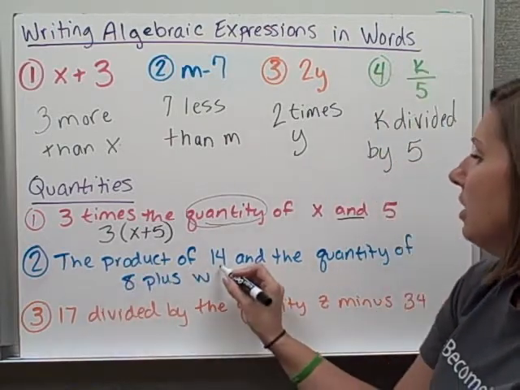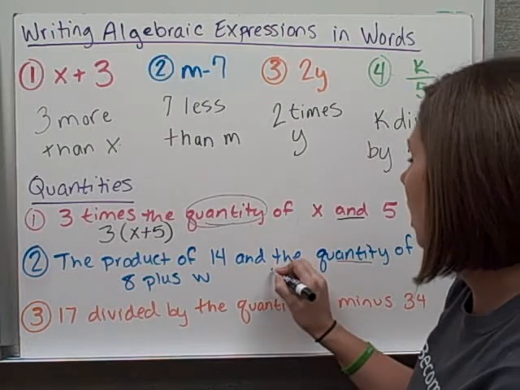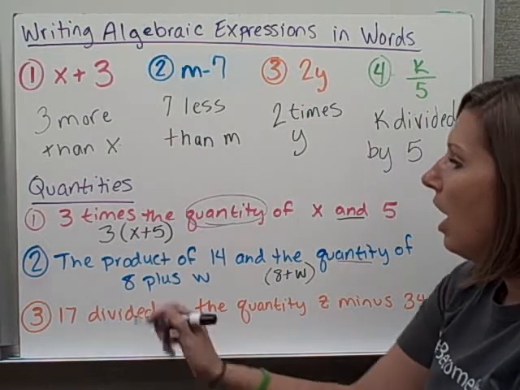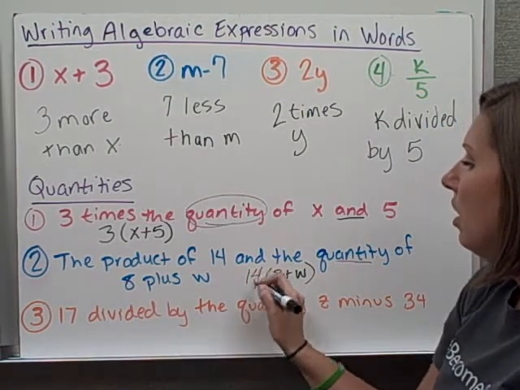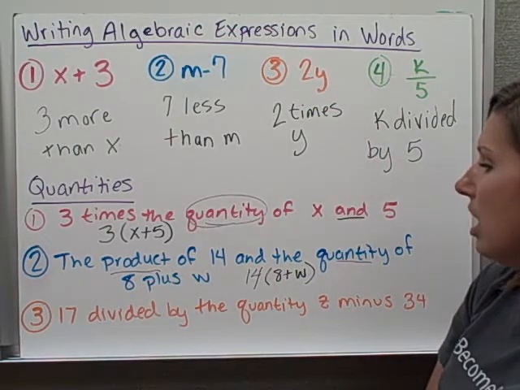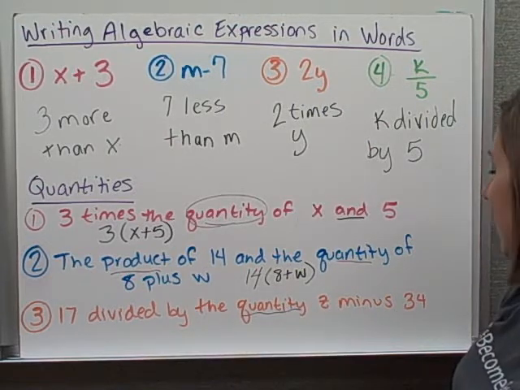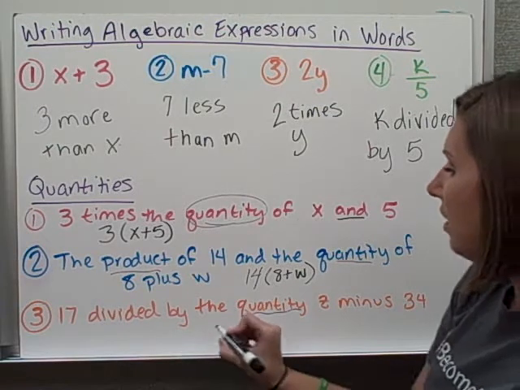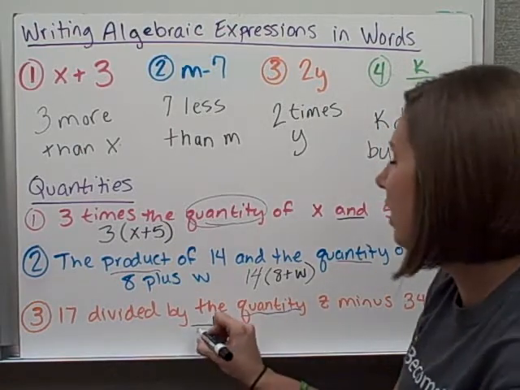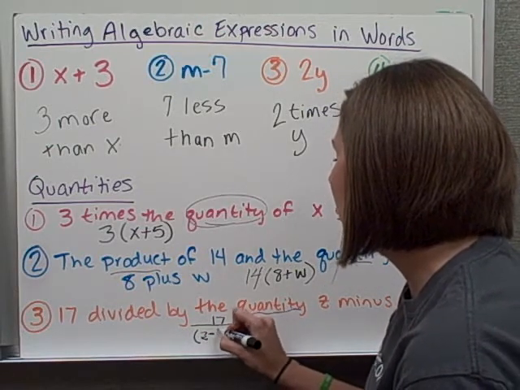The product of 14 and the quantity of 8 plus w. So we've got the quantity of 8 plus w in our parentheses, and we're going to multiply it by the number 14. We need to multiply because it says product. And number 3, 17 divided by the quantity z minus 34. So I've got the number 17. That's going to be divided by the quantity of z minus 34.